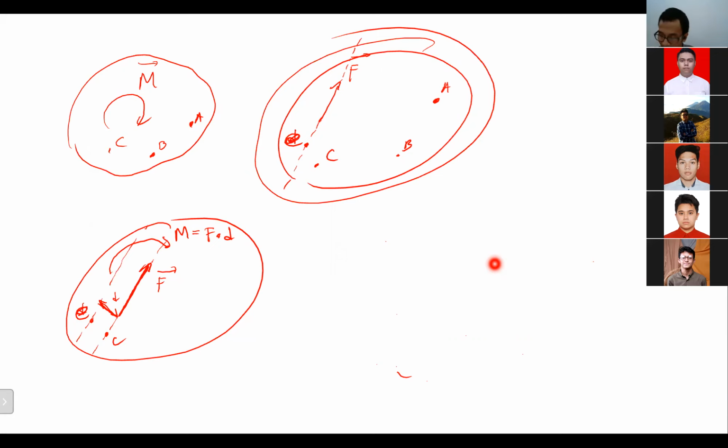Okay, so can you imagine the rotational direction? Yes, it will be clockwise, right? Clockwise, correct. So that's why I draw here a clockwise moment in this part. So it depends on the force direction or what, sir? Sorry, it depends on the point or the force direction.